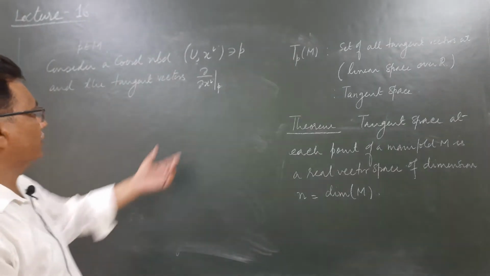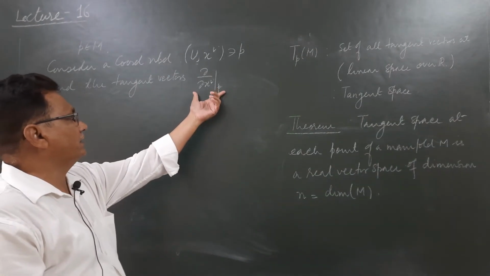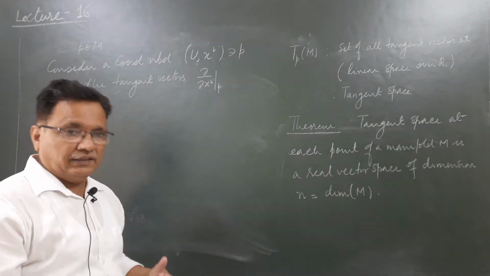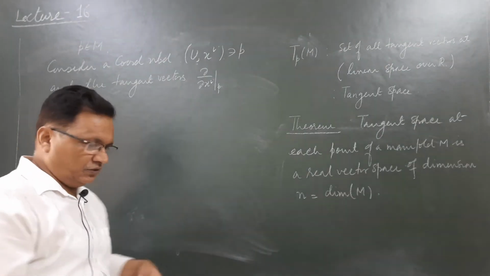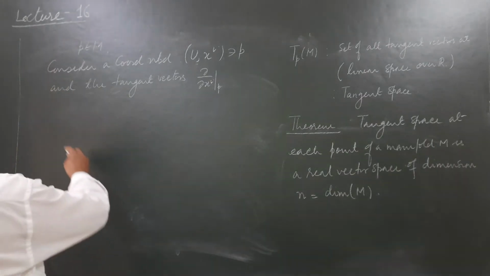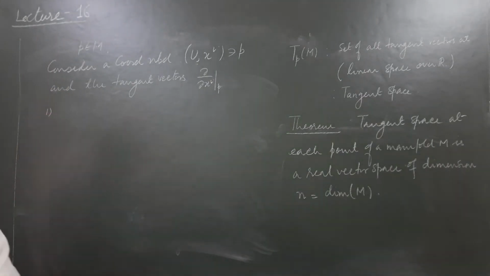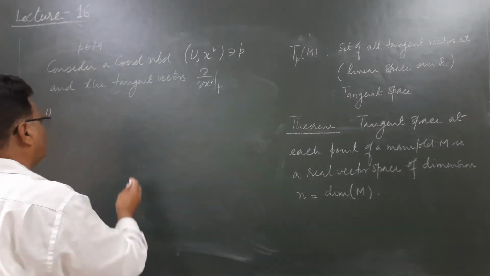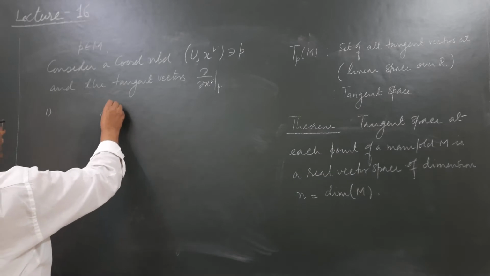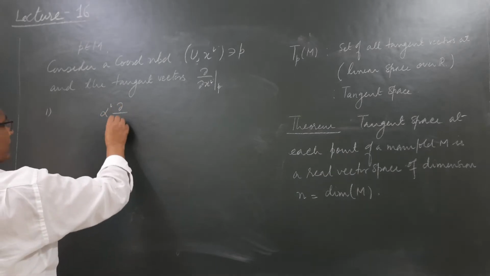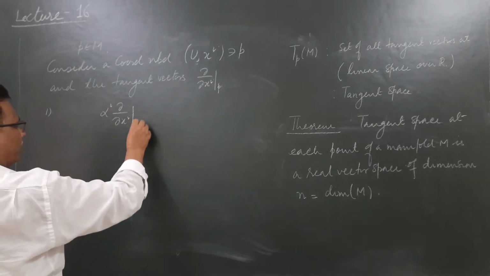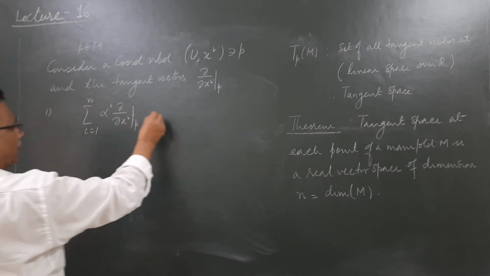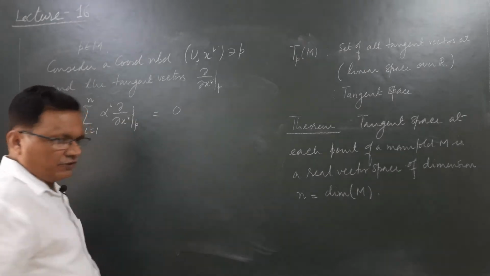So in order to show that these vectors form a basis of the tangent space, I first need to show that these are linearly independent and they span the tangent space. So first of all, the linear independence of ∂/∂x_i. In order to show that these vectors are linearly independent, you consider a linear combination of these vectors at a point P, with i running from 1 to n, and suppose this linear combination is 0.